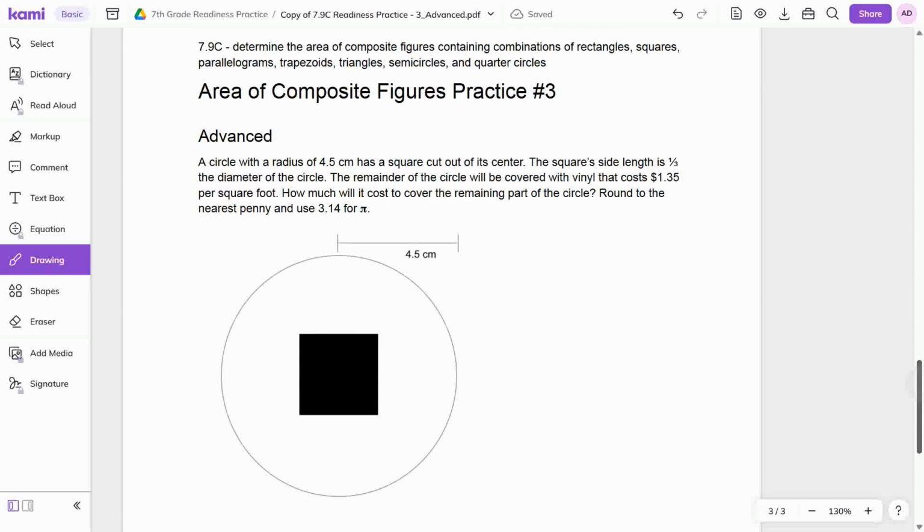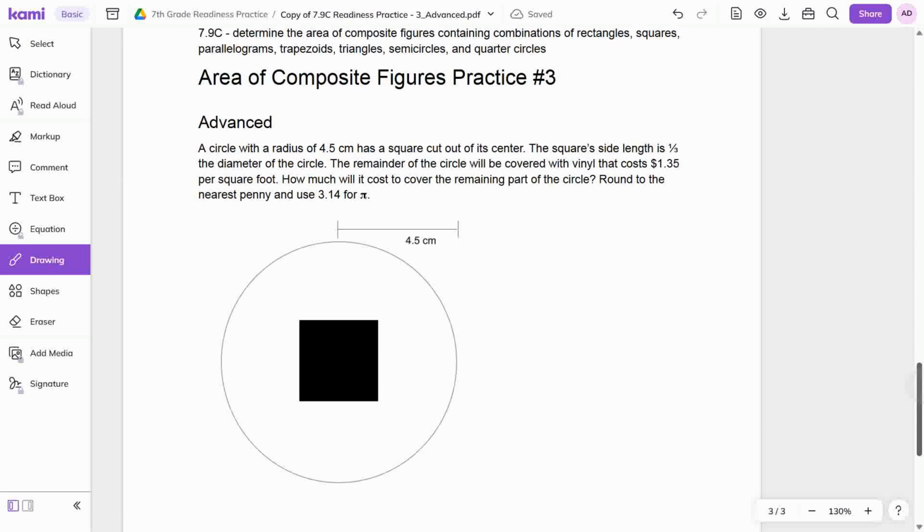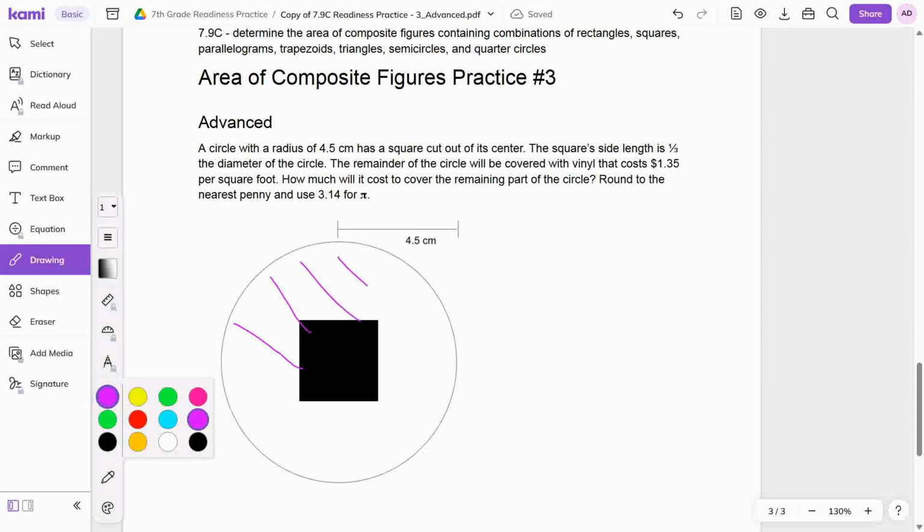And finally, for number 3, we've got a circle, and then it's got a square cut out. And so let's just find the area of the vinyl. So that vinyl is going to be the remainder of the circle that is going to be covered. So let's use a different color here. What we're looking for is the area of this shape right here. The circle minus that square. Okay, so that's what we're going to look for. Area of the circle minus the area of the square.